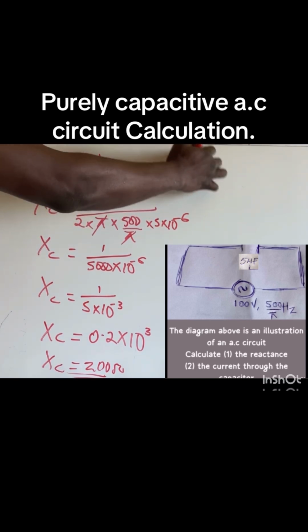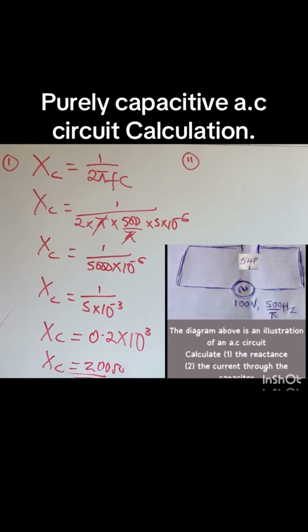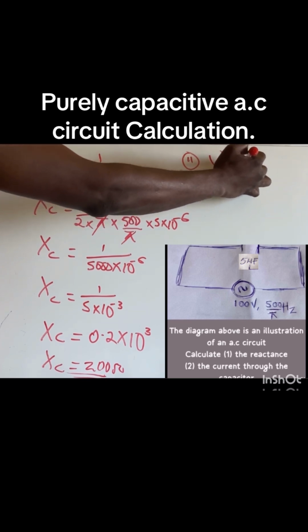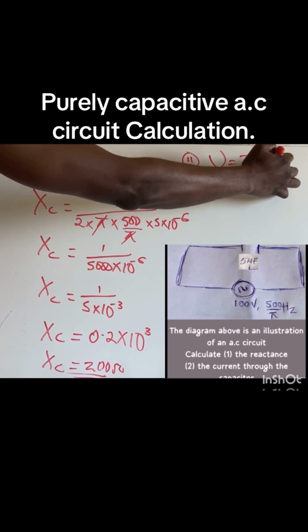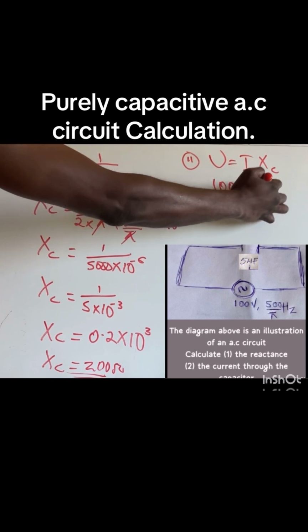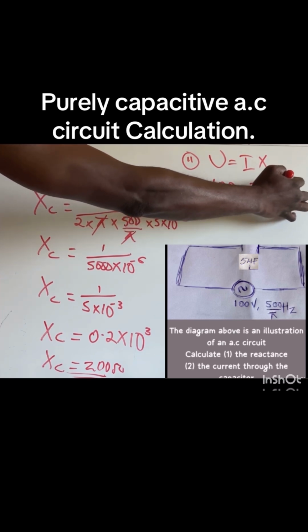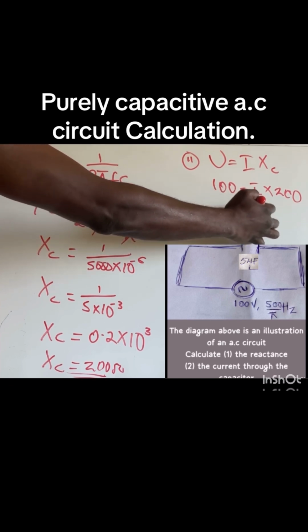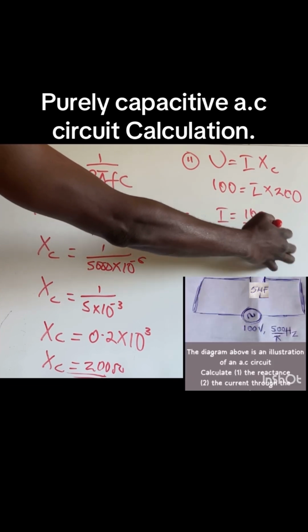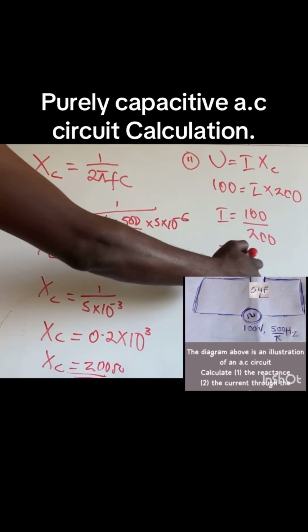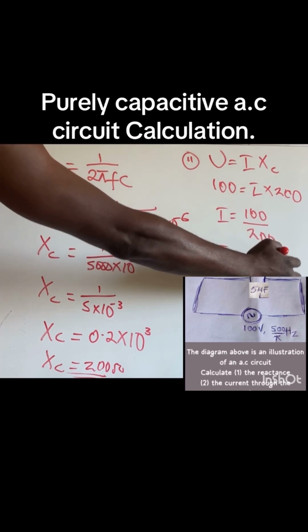And the second question says we should calculate the current. Okay. Then we now put the formula that links it. Voltage is current times capacitive reactance. The voltage on the screen is 100, while the reactance is 200 that we got, making I, the current, the subject of the formula. We had that it is 100 divided by 200. Dividing, you get your current to be 0.5 amperes.